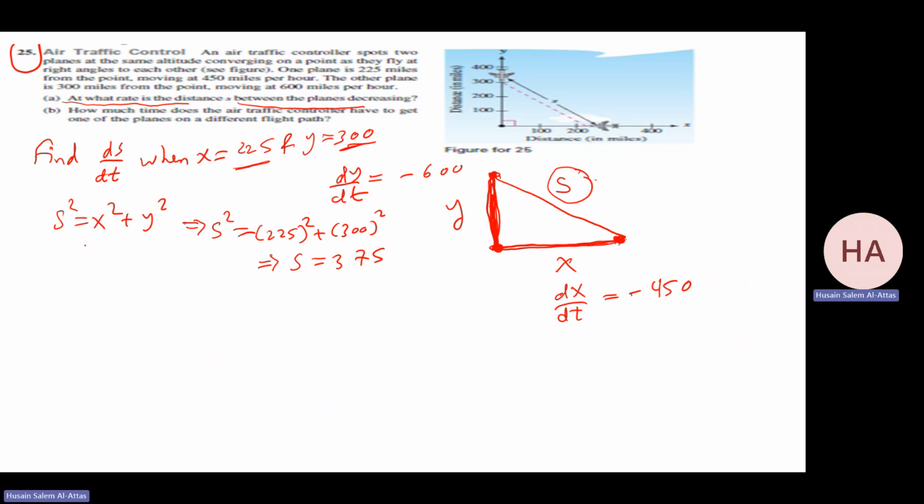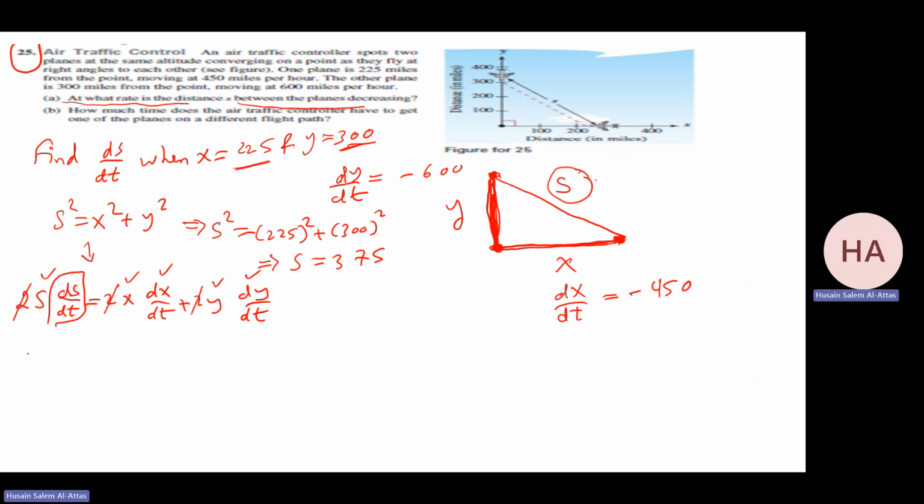Now differentiate this to get what? 2s ds by dt equals 2x dx by dt plus 2y dy by dt. Very clear, this 2 I can cancel. I have s, I have x, I have dx by dt, I have y, I have dy by dt. I have everything, just plug it in, then you can find everything.